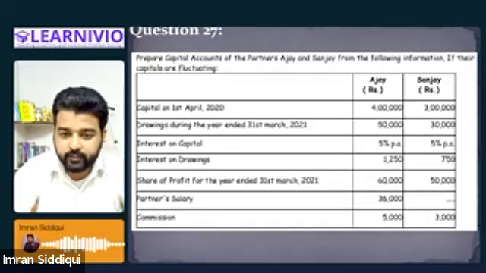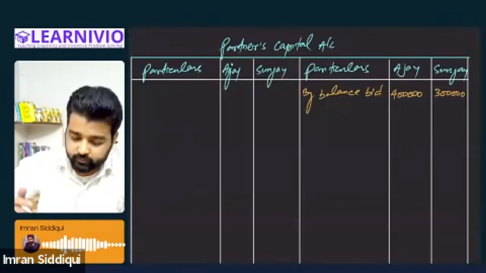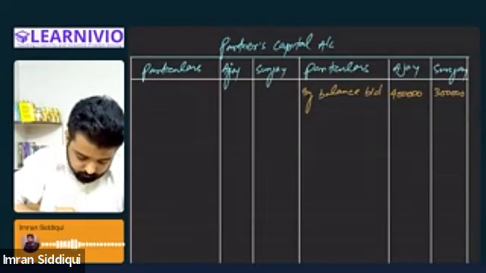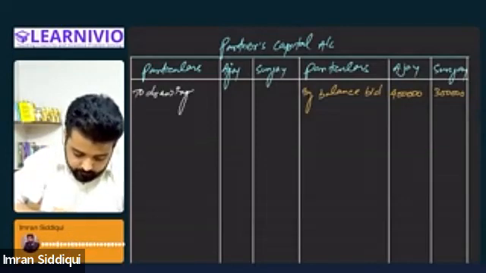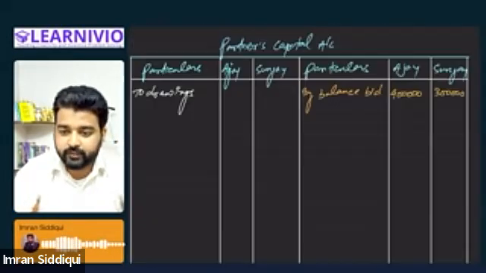Okay. After that, moving to the next point. Next, we have drawings. Drawing is required on the debit side of the capital account. So, drawings by both the partners were 50,000 and 30,000.